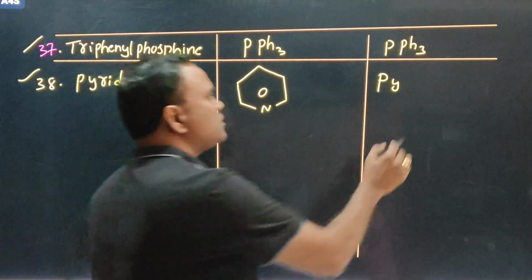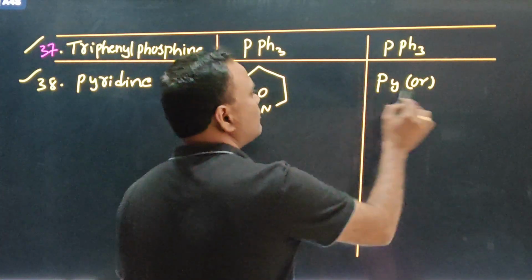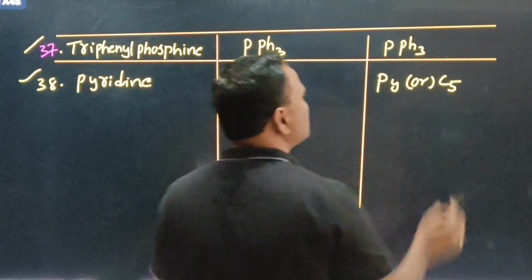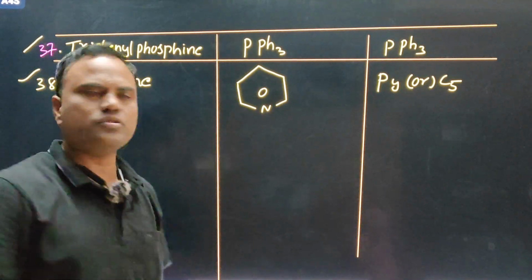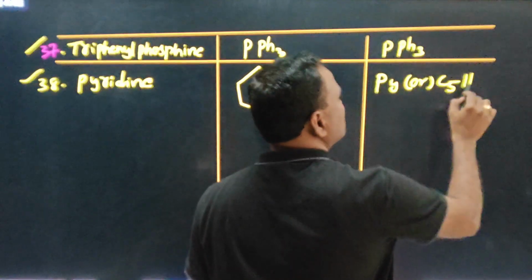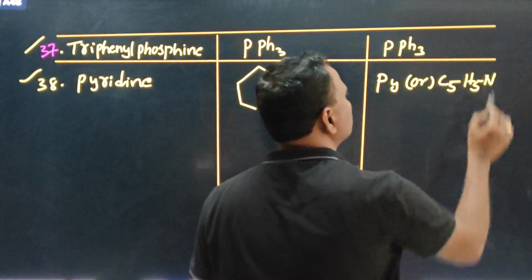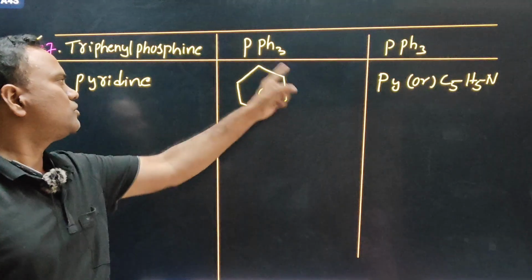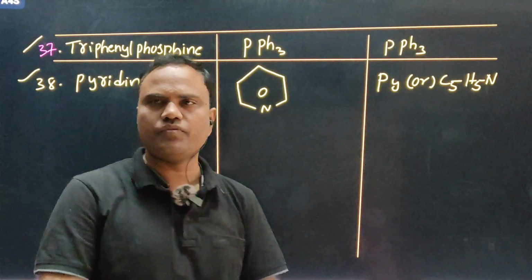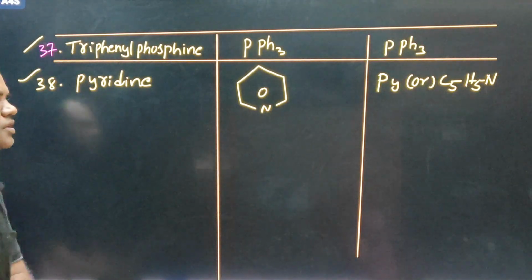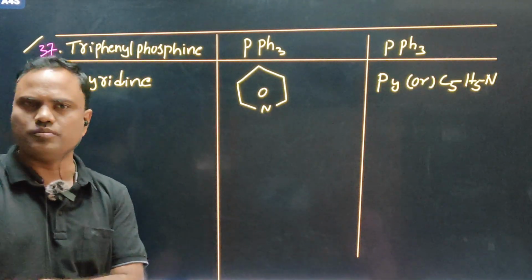In this, how many carbons are present? C5: 1, 2, 3, 4, 5. How many hydrogens are present? H5: 1, 2, 3, 4, 5 hydrogens. And N. So C5H5N. Pyridine is also represented as C5H5N. Important.